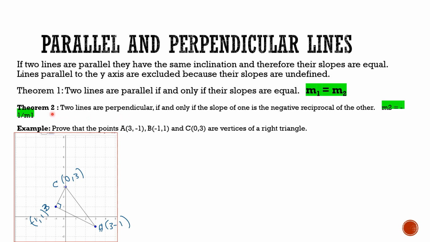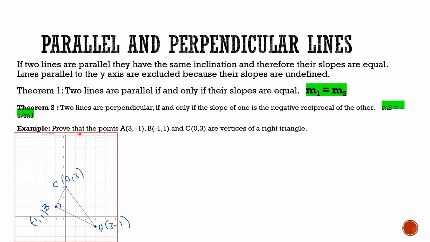Theorem number 2. Conversely, two lines are perpendicular if and only if the slope of one is the negative reciprocal of the other. Meaning to say, M2 is equal to negative 1 over M sub 1. We have to illustrate using an example.